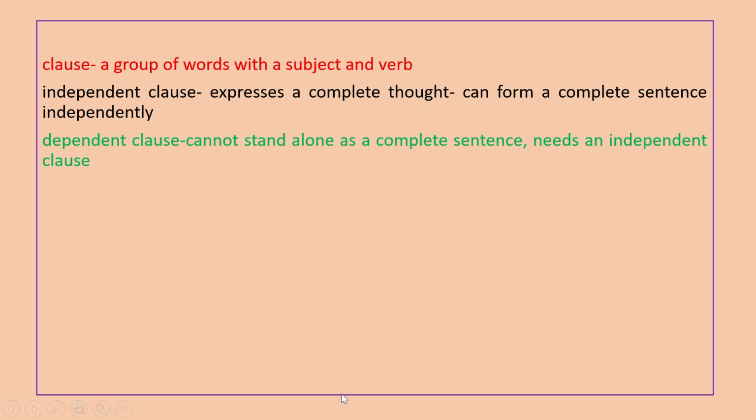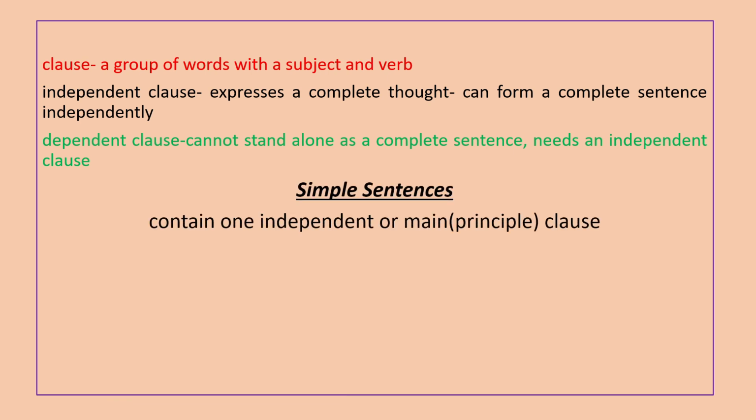Let us start with what a simple sentence is first of all. A simple sentence contains one independent or main or principal clause. An independent clause is also called the main clause or the principal clause. So simple sentences only have one clause, which is the independent clause.